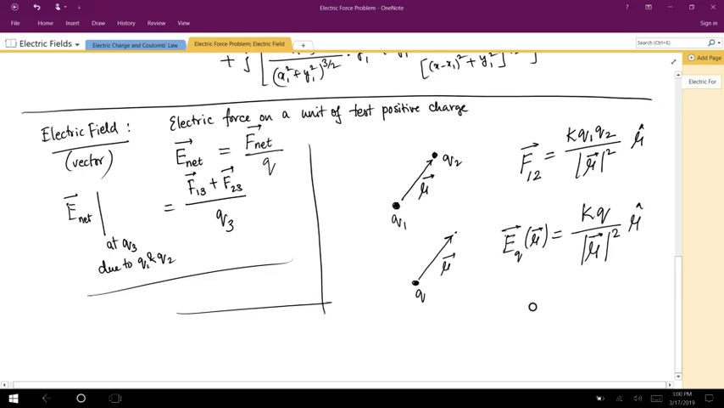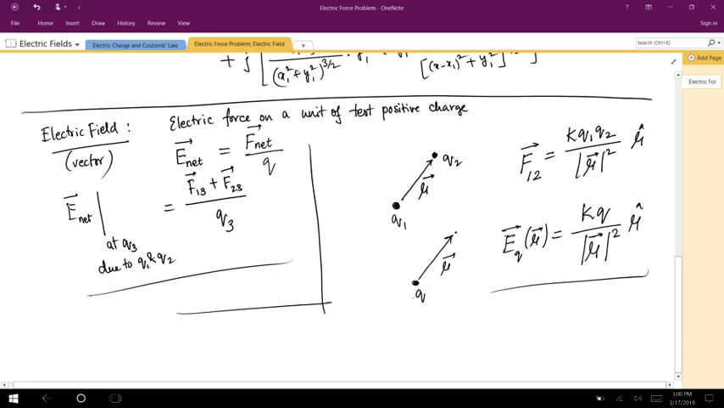Now this is the same result that you would get if you replace Q1 by Q and replace Q2 by 1. So let's look at over here. F12 is KQ1 Q2 over mod r squared times r hat, mod meaning absolute value of the vector r. So if I replace Q1 by Q, I get KQ, and if I replace Q2 by 1, that just goes away. So this is the representation for electric field.